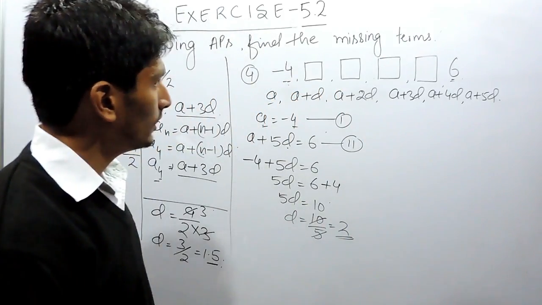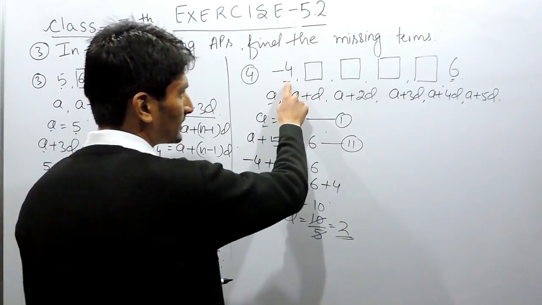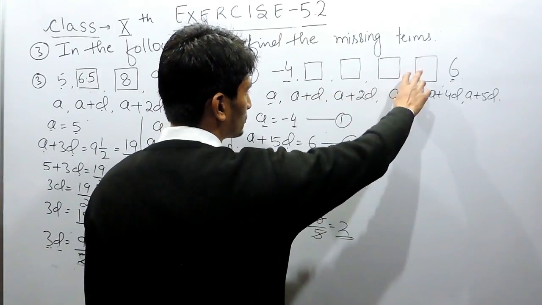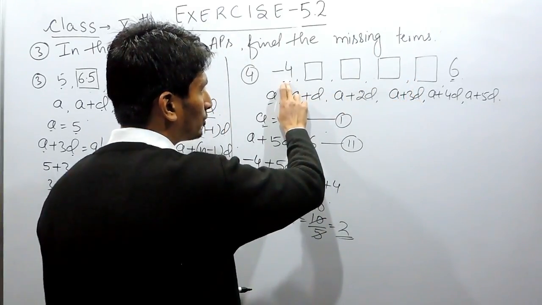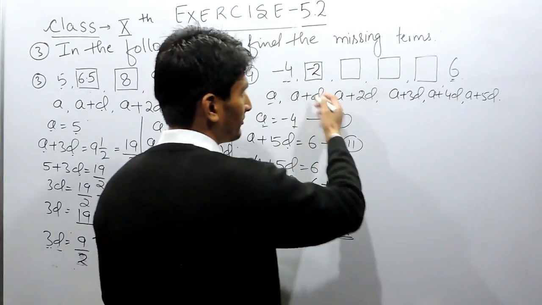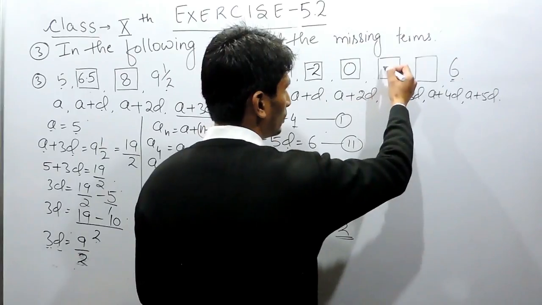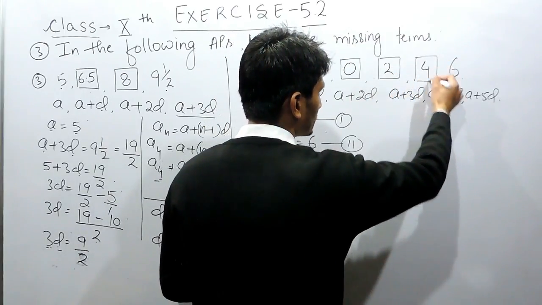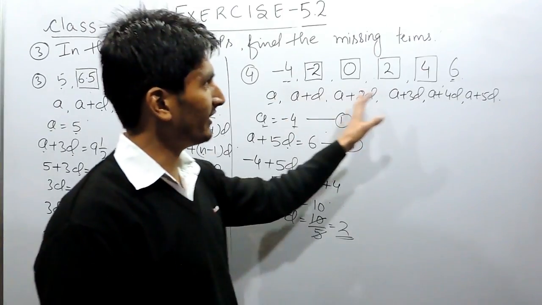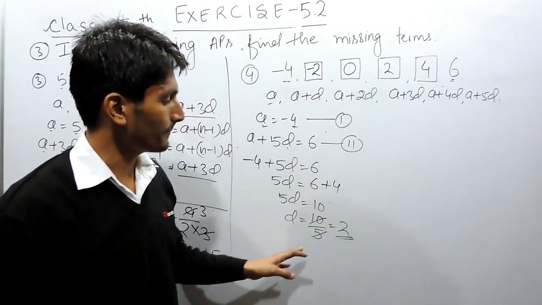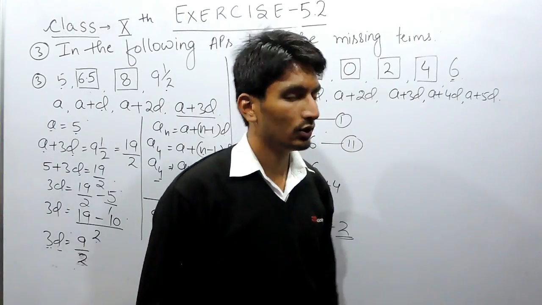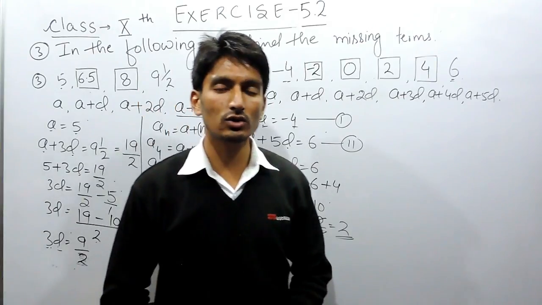So the value of D, or the constant which you are adding, is 2. So you have to add 2 to this first term to find the rest of the terms of this AP. If I add 2 to this it will become -2. If I add 2 to this, it will become 0. This will become 2, this will become 4, and the last term will become 6. So this is how we can find the missing terms here. You can substitute the value of D in these equations, and you will get your answer. So this is how you can solve these questions.